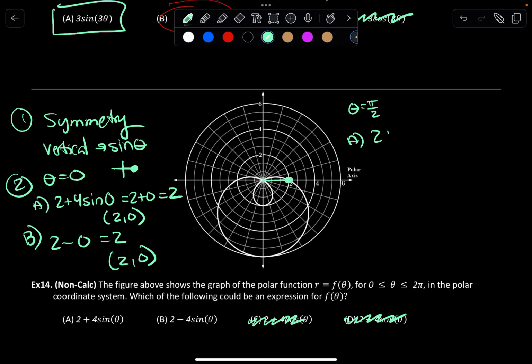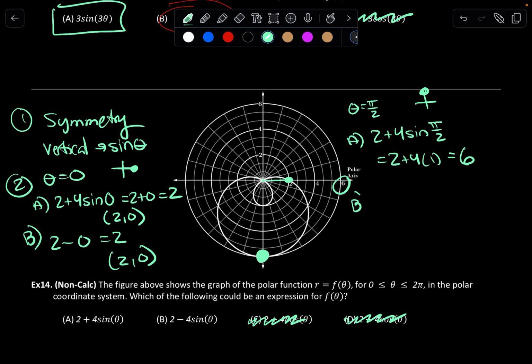we will have 2 plus 4 sine of pi over 2. Sine of pi over 2 is going to be positive 1. So we end up with 2 plus 4 times 1, which equals 6. So this part A is telling me that at pi over 2, we should be at 6, which is the max radius, but that only occurs here. So let's see what B says.